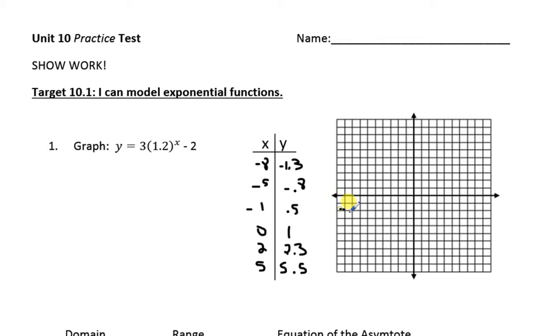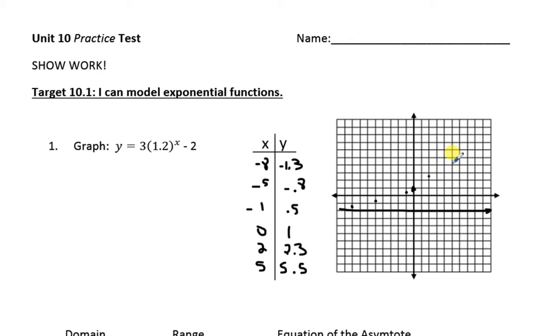So the function is going to have a horizontal asymptote right here. That probably should be a dotted line. And at 0, we're going to be at 1. At negative 8, we're at negative 1.3, so we're down here. And if you plot these points, at negative 1, we were at 0.5. At negative 5, we're at negative 0.8. So you can kind of see how this function is going to go. At 2, we're at 2.3.